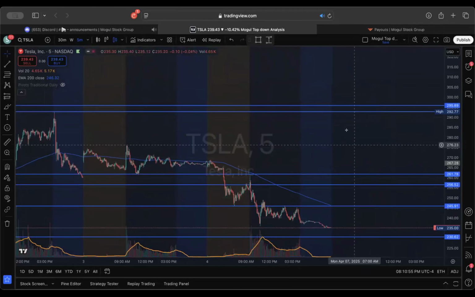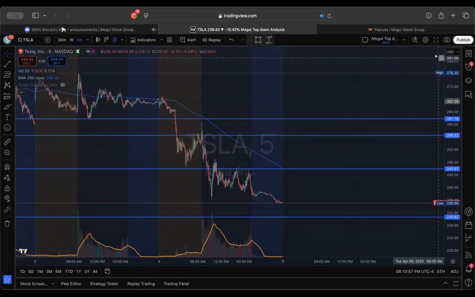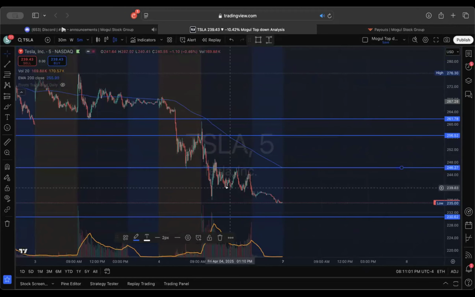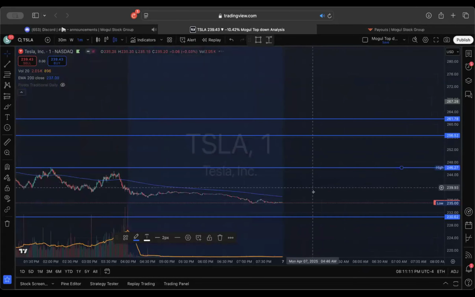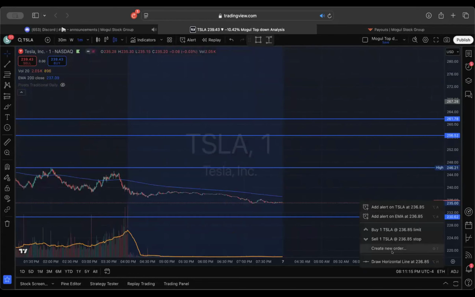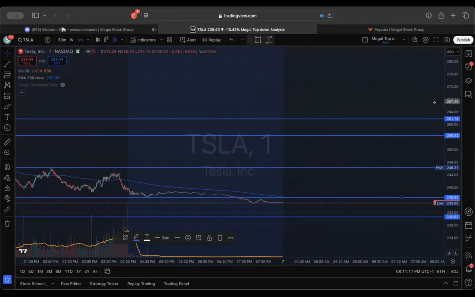Are you starting to see a clearer picture? Move this up a little bit. And look, rejected here, broke down above it here, tested it here. The 200 is like a magnet for price action. And then another one here on the 1 minute. So who took notes? Who paid attention?